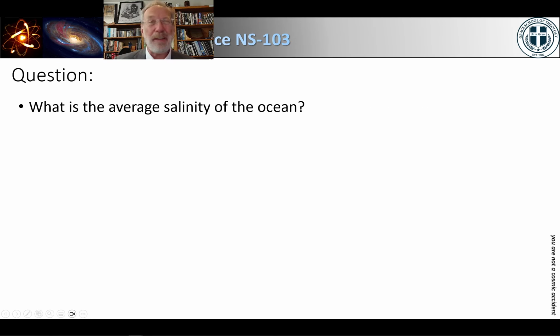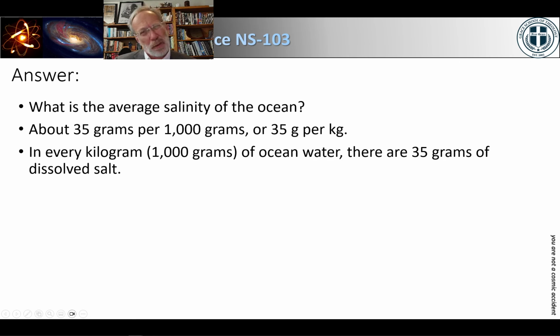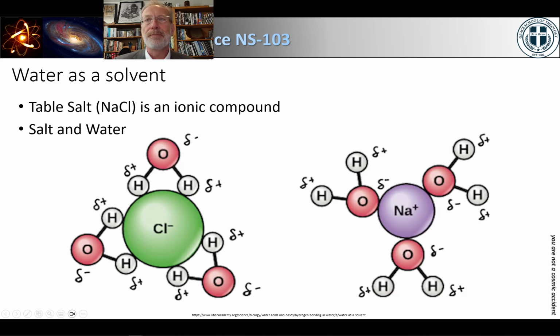any idea what the average salinity of the ocean is? Well, it's about 35 grams of salt for every 1,000 grams of water, or 35 grams per kilogram. All right, so 35 grams of salt for every 1 kilogram of water.